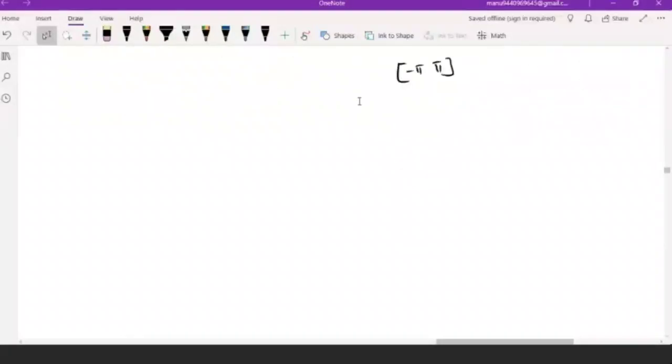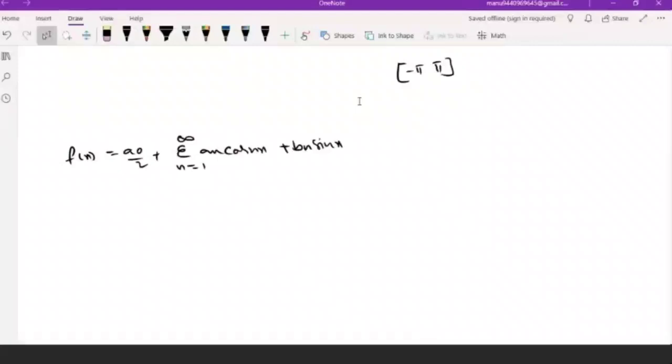So what is our question? We have to find the Fourier series. The Fourier series f of x is equal to a naught by 2 plus summation of n equal to 1 to infinity a n cos nx plus b n sin nx. So this is our series. The given function is f of x is equal to x square in the interval minus pi, pi. So in this interval we have to find it.